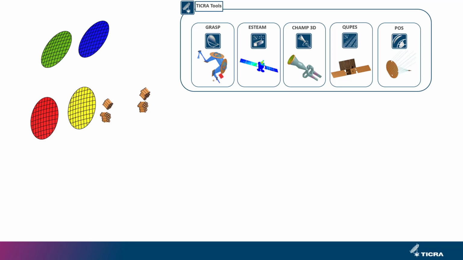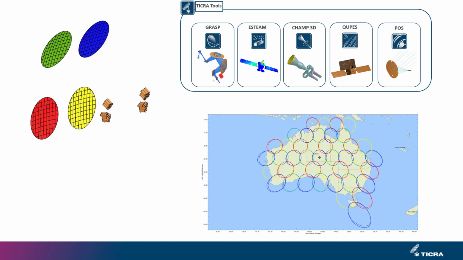As an example, we'll be considering this antenna that consists of 4 reflectors, each fed by an array of feed horns. The purpose of this antenna is to produce so-called 4-color spot beams over Australia in Ka band at both receive and transmit frequencies, as illustrated here.